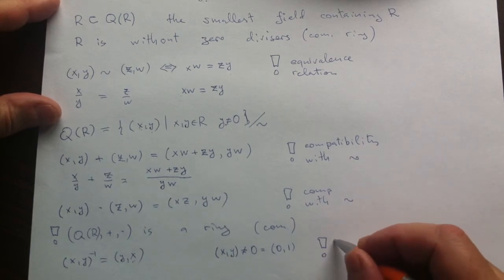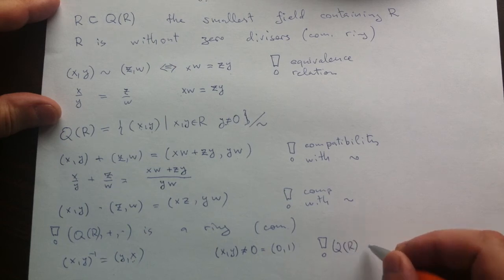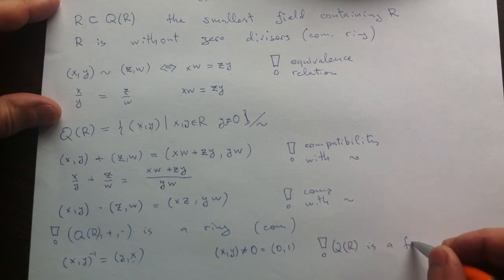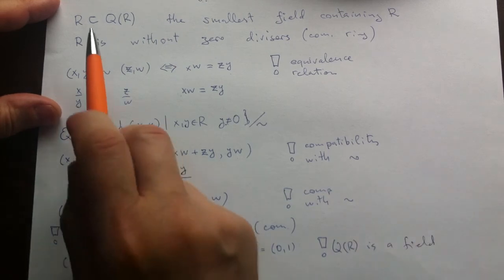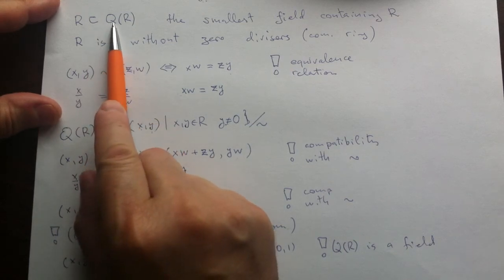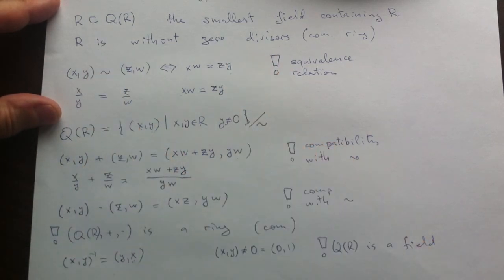Again, I will make it a formal exercise, so QR is a field. Moreover, that is a solution, the unique solution for this task, for finding the smallest field containing R. That will be the smallest field containing R. Well, we can postpone verification of that till later.